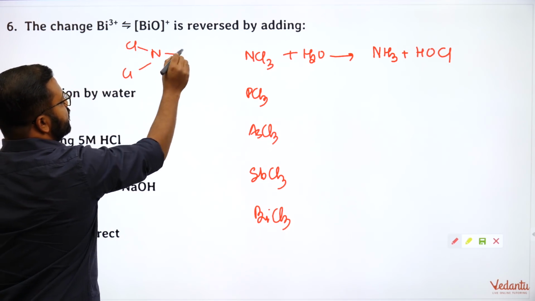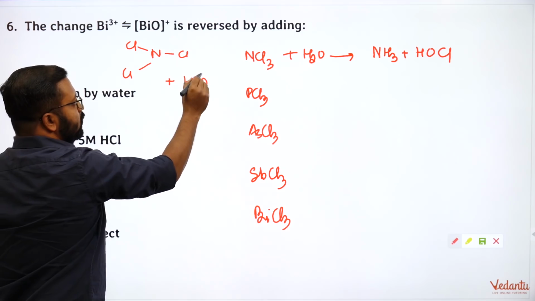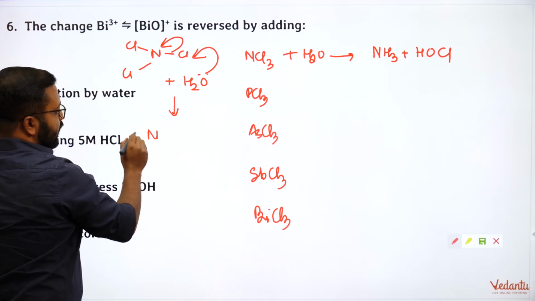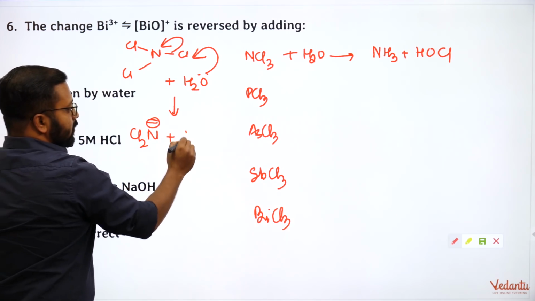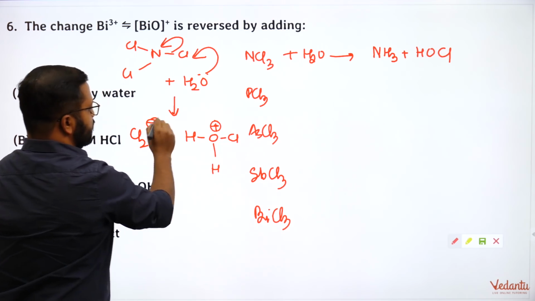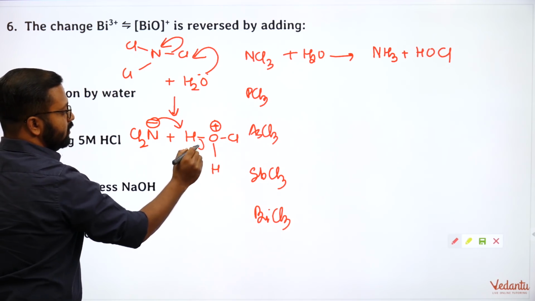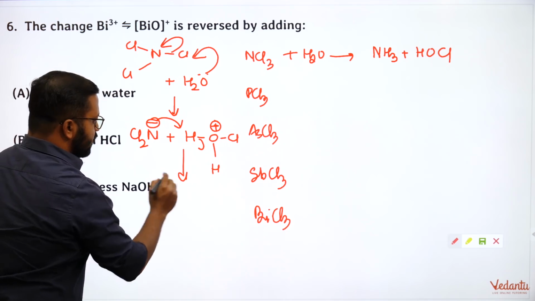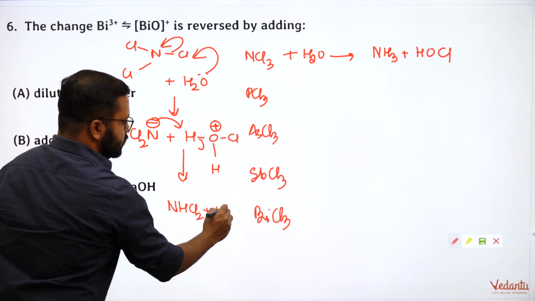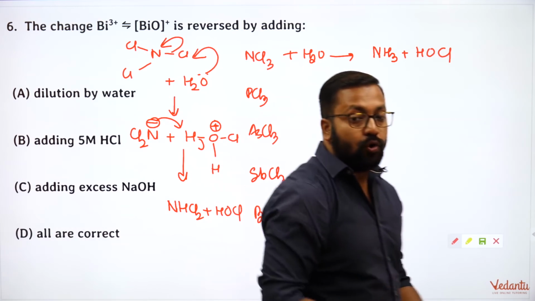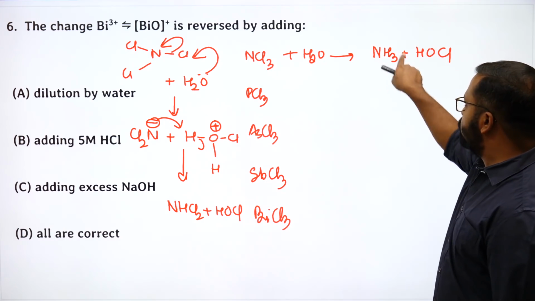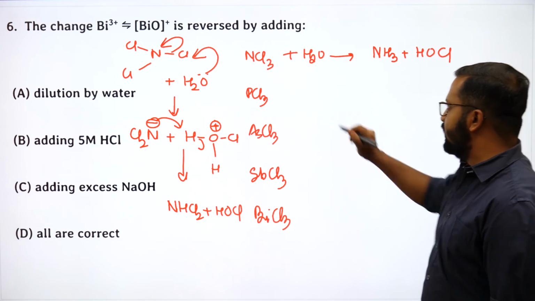NCl, Cl, Cl, H2O, ये यहाँ पे गया, ये निकला बाहर, NCl2 minus plus HOCl, H plus, this will take up the H plus to form NHCl2 plus HOCl. Now this reaction will take place 2 more times because there are 2 more chlorine atoms, and so the reaction will lead to the formation of NH3 plus HOCl.